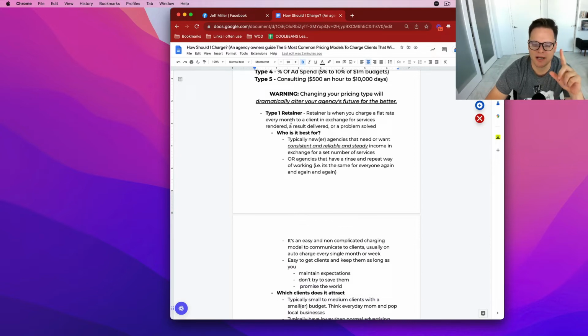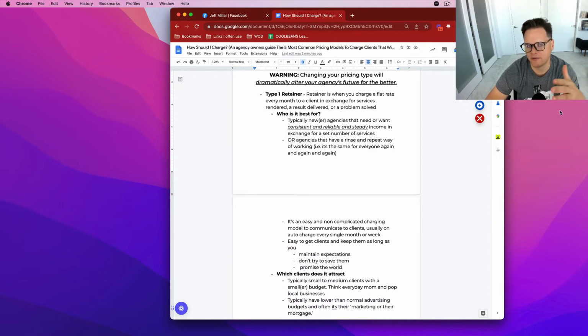Type 1 is a retainer, and this is the most common of the top 5, you know what I mean, right? So retainers is when you charge a flat rate every single month to a client in exchange for services rendered, results delivered, problems solved, things like that. It's typically, by the way, used by newer agencies that need or want a consistent, reliable, or steady income in exchange for a set number of services.